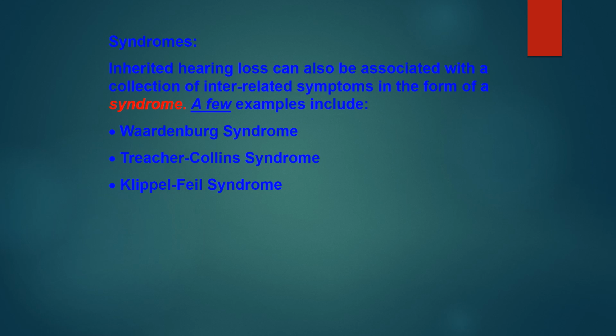Syndromes. The inherited hearing loss can also be associated with collections of interrelated symptoms in the form of a syndrome. A few examples include Waardenburg syndrome, Treacher-Collins syndrome, and Klippel-Feil syndrome.